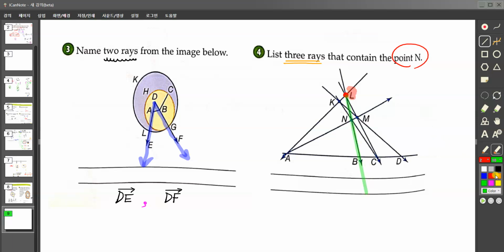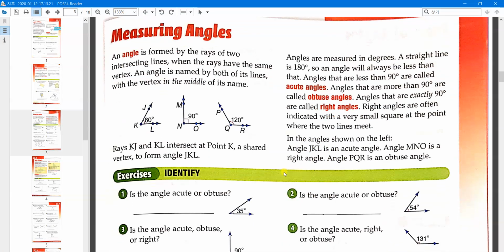This one, the blue ray. Okay. The blue ray also contains N. And this pink ray contains N. It's hard to see. I know what a ray is, but I might get it wrong because it's hard to see. And the D ray goes like this, so no. I think that line does not pass through the L, right? Yeah. Okay. So this is a ray.